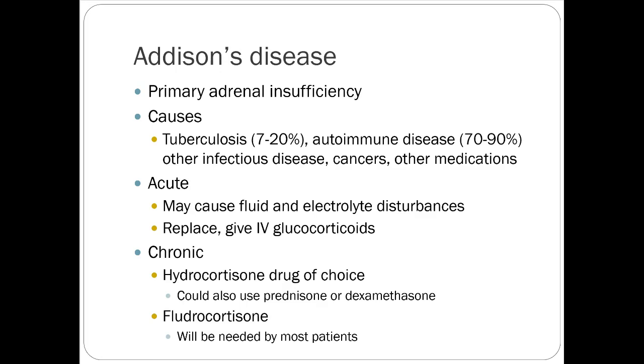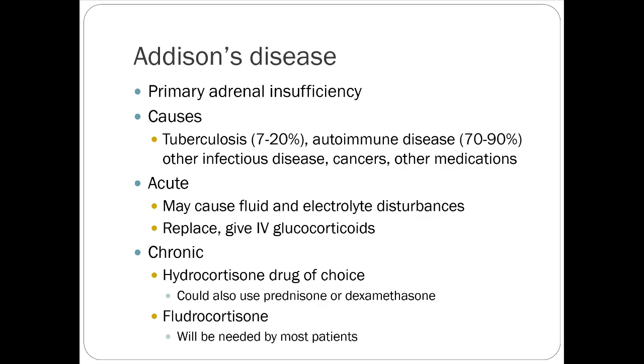Acutely, it can cause fluid and electrolyte disturbances. So remember that our natural cortisol has a mineral component to it too. So you get fluid and electrolyte changes that are affected by that. And if you take that out of play in the body, you can end up with things a little bit out of whack. So IV glucocorticoids is generally the replacement.